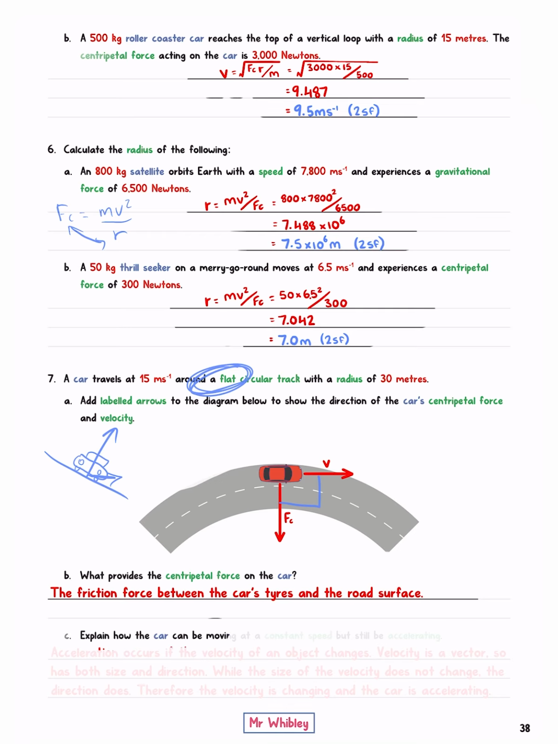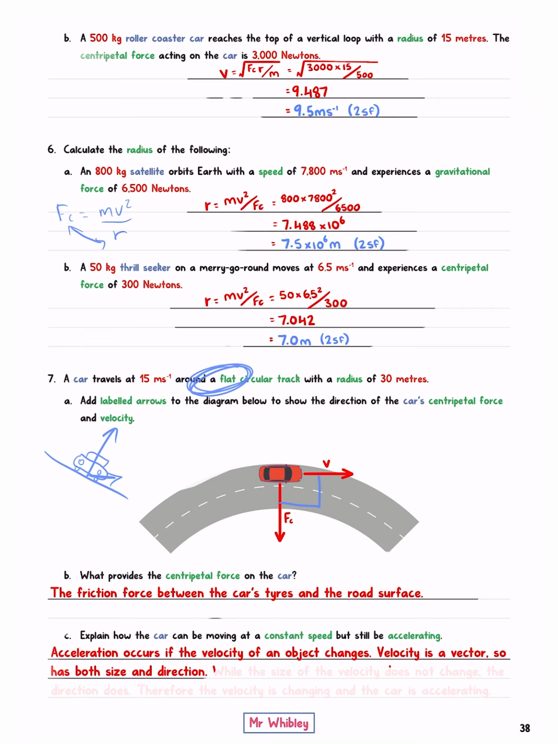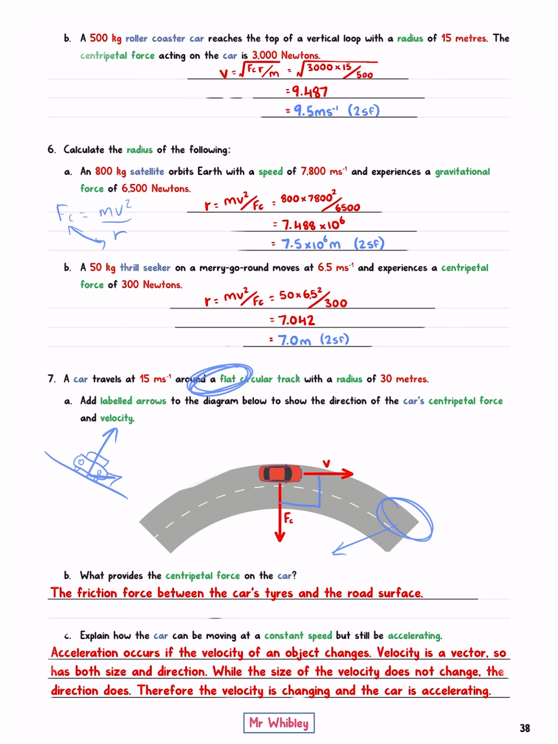Explain how the car can be moving at a constant speed but still be accelerating. Acceleration occurs if the velocity of an object changes. Velocity is a vector, so has both size and direction. While the size of the velocity does not change, the direction does, since as our car goes around the bend, the centripetal force is always going to be changing towards the center of the circle. Therefore, the velocity is changing and the car is accelerating.